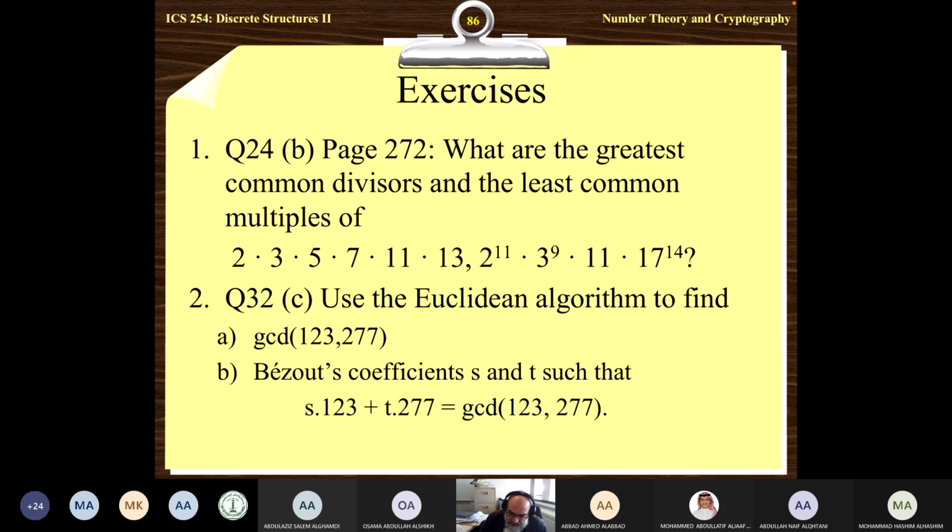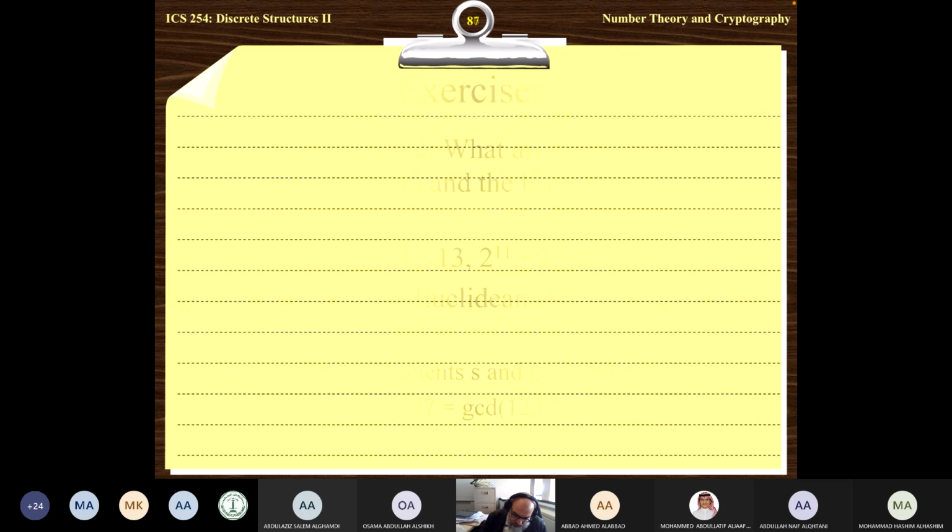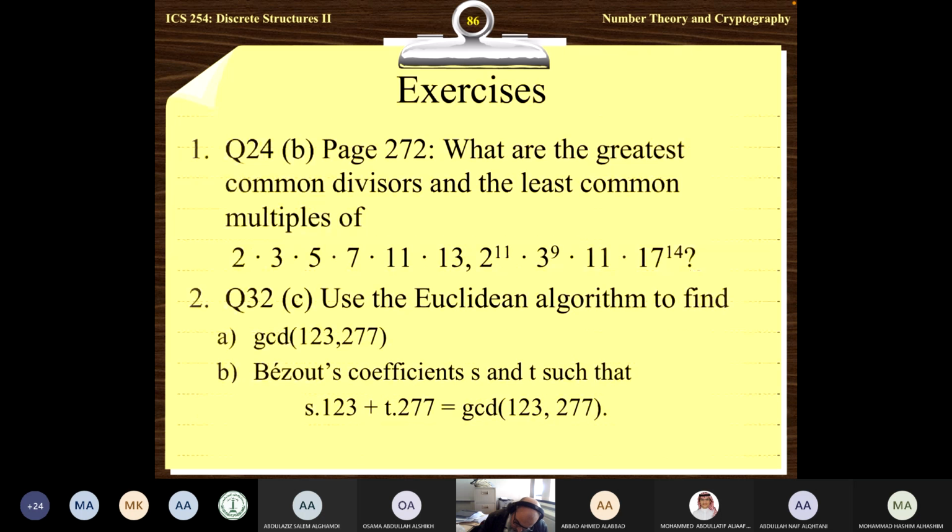Okay, so let's use the Euclidean algorithm to find the greatest common divisor between 123 and 277. Okay, so let's do it here. GCD of 123 and 277. So how do I do that? Well, let's divide 277 by 123.